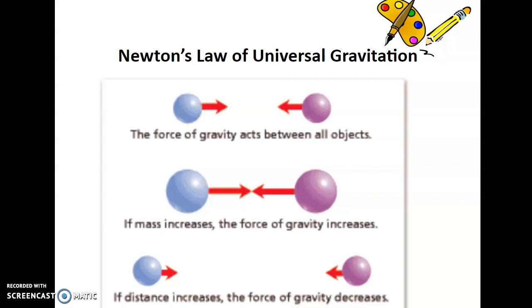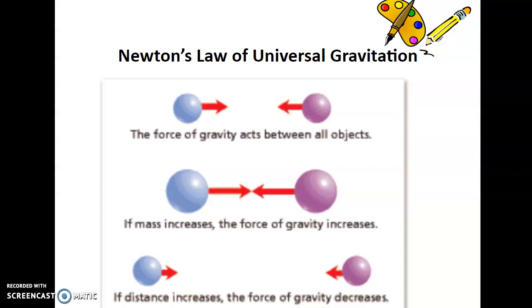This law of gravitation states that the force of gravity acts between all objects. So we know that gravity is what keeps us down to the ground. It's what causes things to fall. But if mass increases, so that means if an object gets larger or heavier, the force of gravity increases.